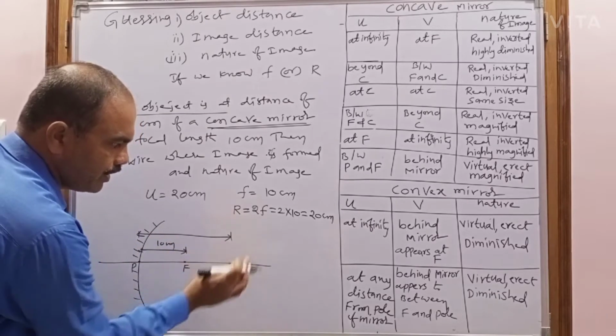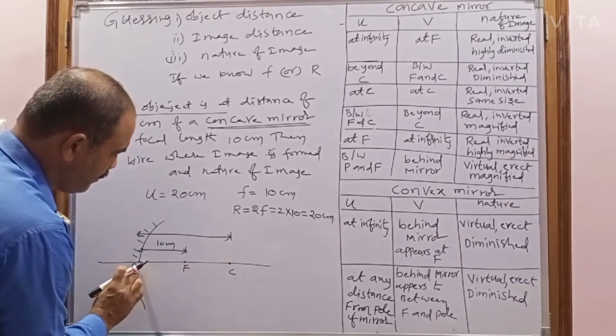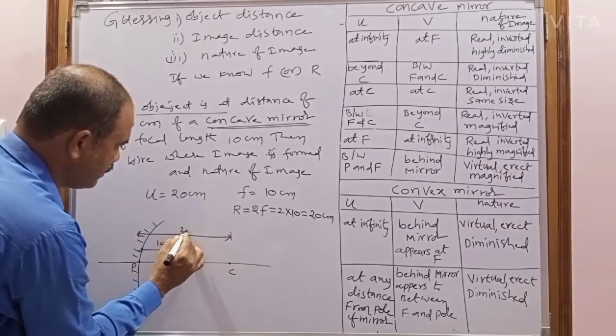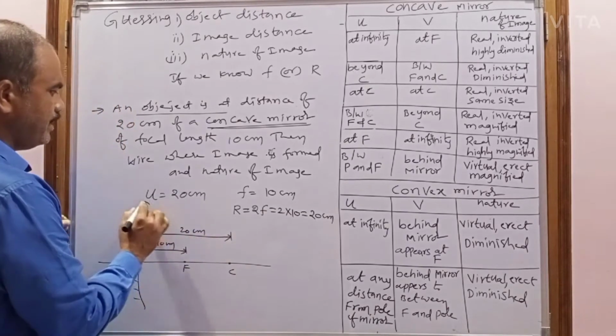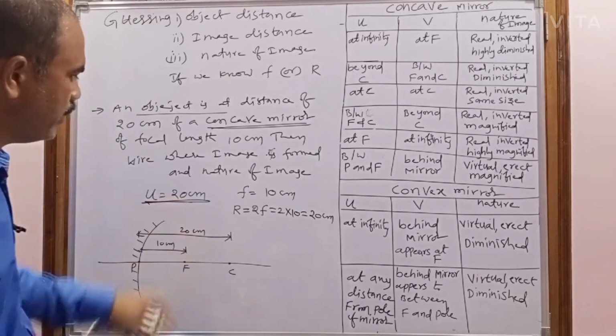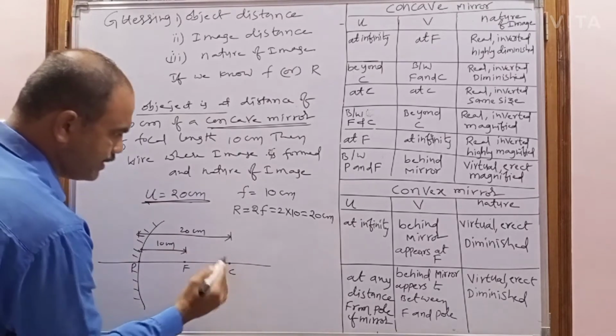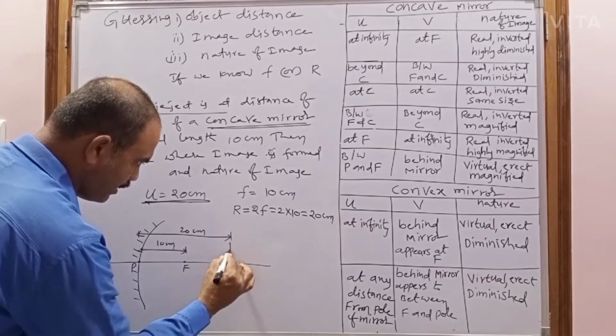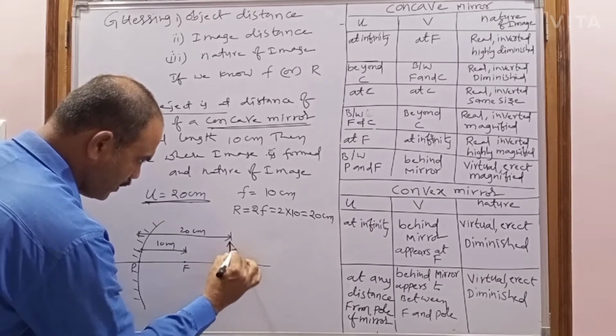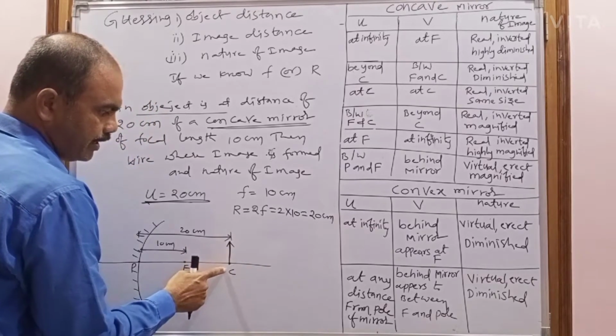Now the distance from pole to center of curvature is how much? When you know the R, you can guess the C distance. So what is the C from the pole? That is 20. Now you can guess where is the object. The object is at 20, which means at C. So now you can draw this: this is the object position, at C.